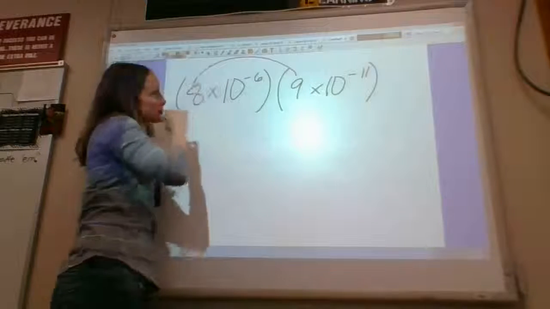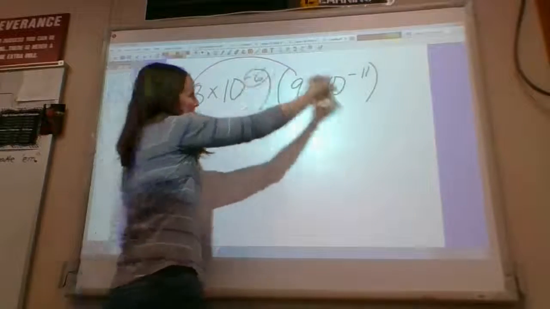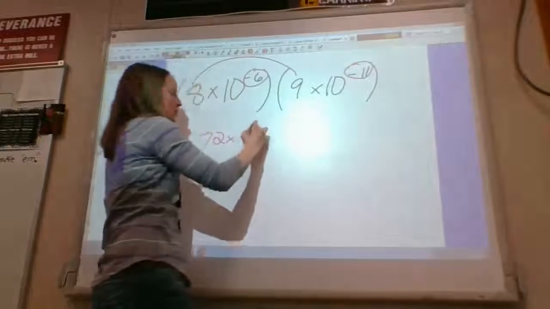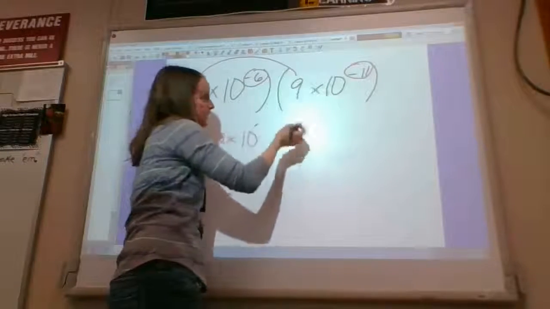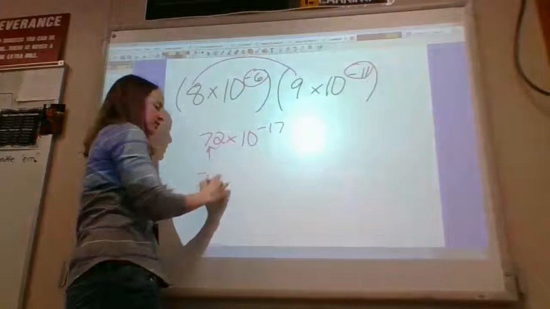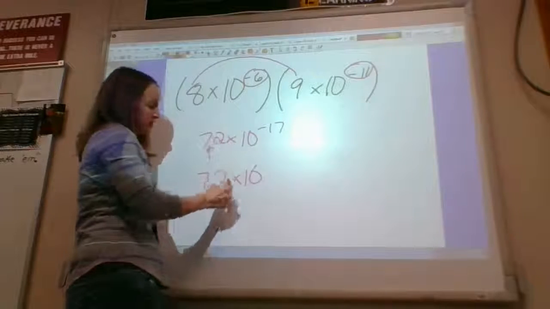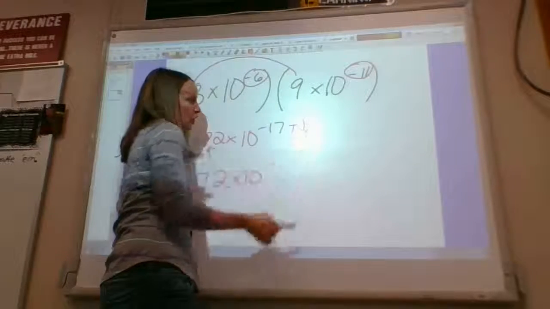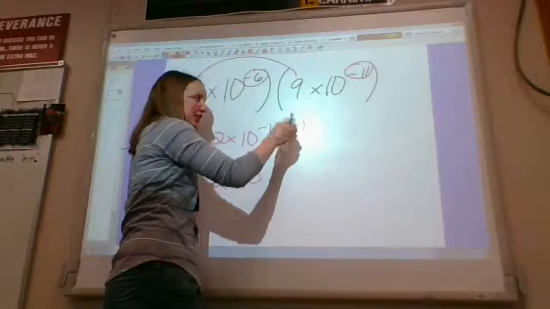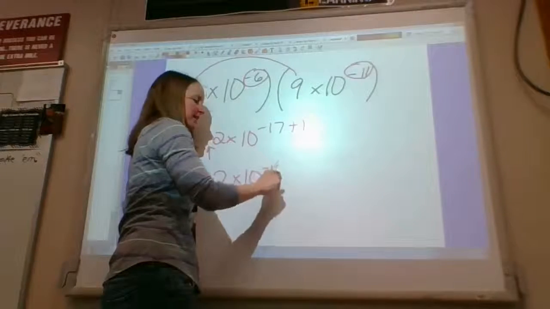But once again, we're going to multiply those two numbers. 8 times 9 is 72. We're going to add the exponents. So we go negative 6 plus negative 11 is negative 17. Decimal has to go between the 7 and the 2, so you get 7.2 times 10. We just made the number smaller, so we have to make this larger. And I would highly suggest just writing like plus 1, because negative 17 plus 1 then is negative 16.